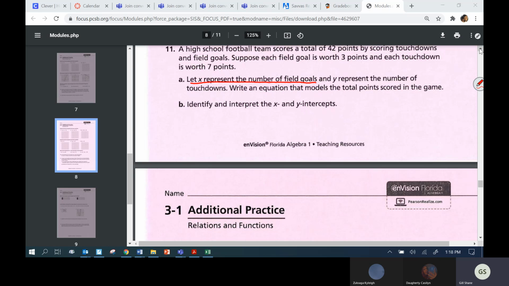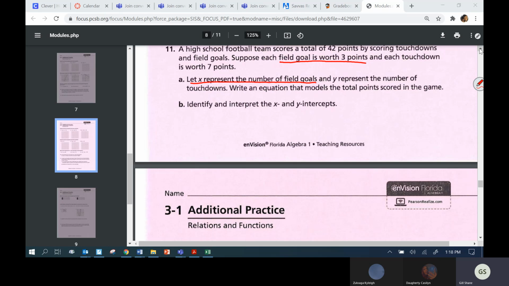Somebody's got to know how much a field goal is worth. How much is a field goal worth in football? I don't know. Nobody knows how much a field goal is? 3. 3, right? I mean, it tells you that in the problem. It says a field goal is worth 3 points, so it does tell you that if you didn't know. They would never just expect you to know that. Joe, phone up.